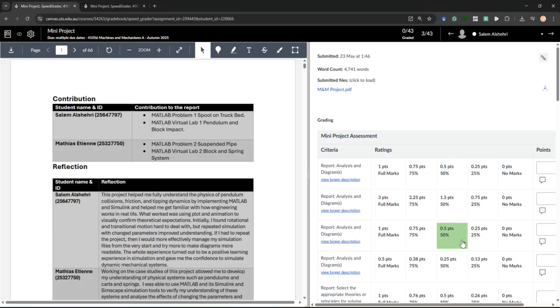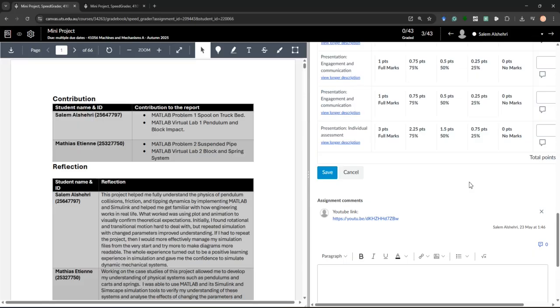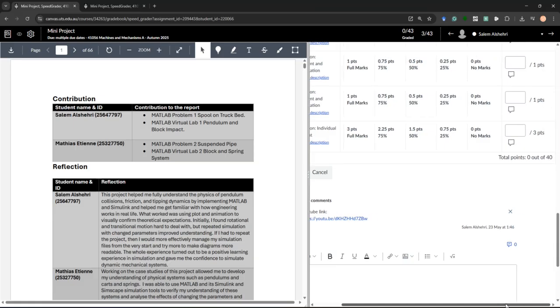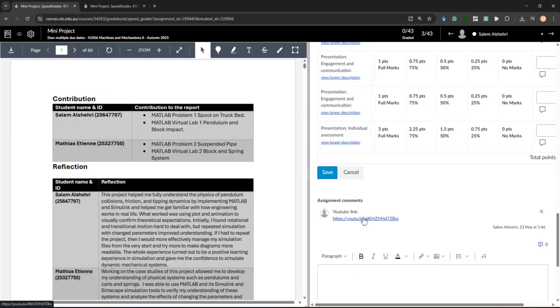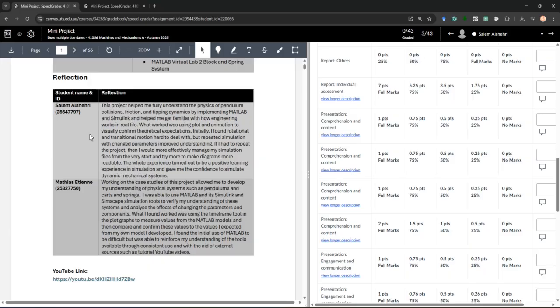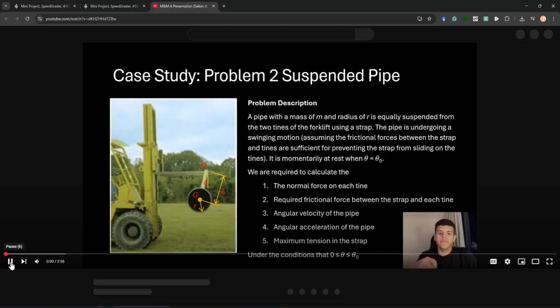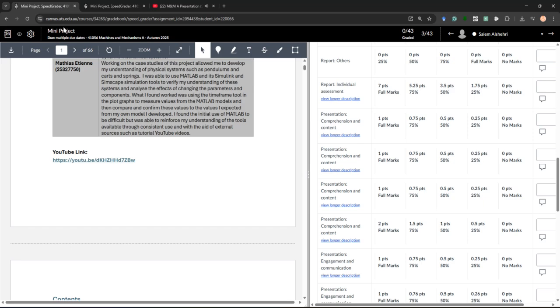Instead of clicking on here, which makes it quite confusing, I either put the points here, or I can simply estimate how much his work is worth, out of 40, from the YouTube and from the report. Just have a look here. Done for the reflection. The YouTube video is here, and I can simply open that and have a look at it as soon as we can. Okay, and once again, we go back to here.